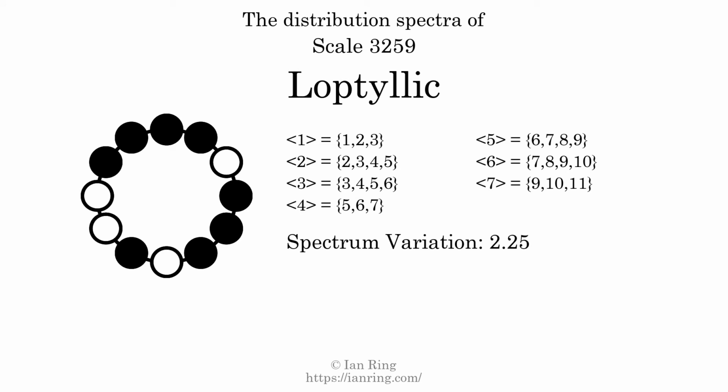The spectrum variation is the sum of all the widths, divided by the number of tones. The spectrum variation of this scale is 2.25. Since the variation is greater than 0, this indicates that the scale is not perfectly even. The highest spectrum width is 3. Since this is greater than 1, we know that this scale is not maximally even.